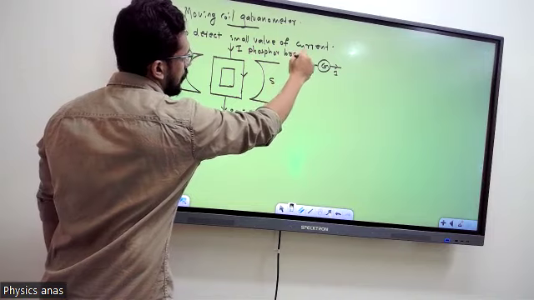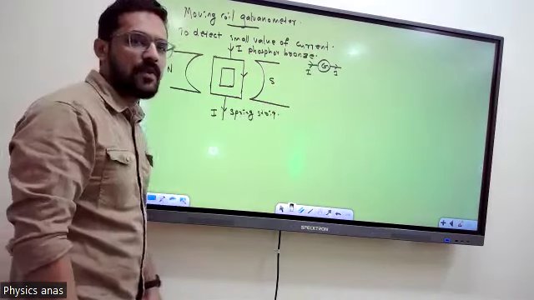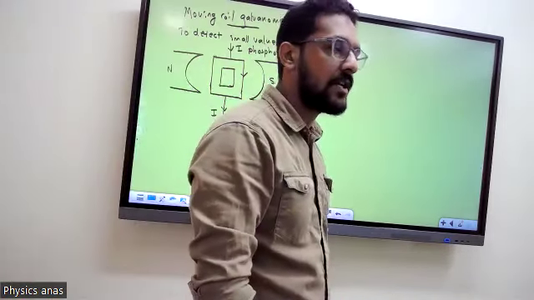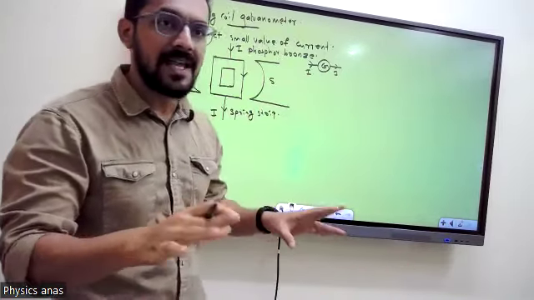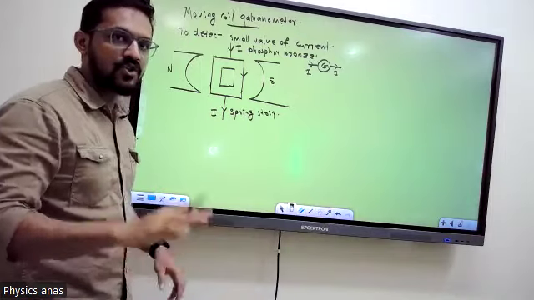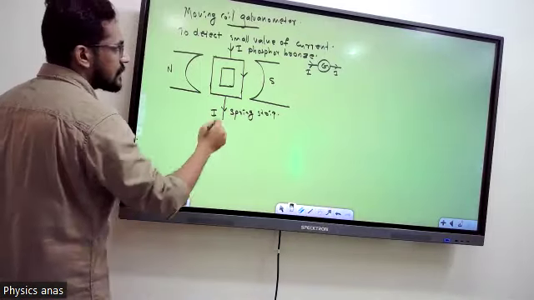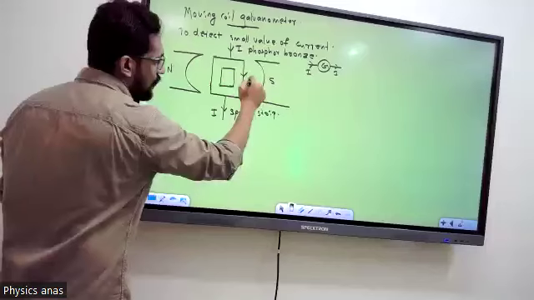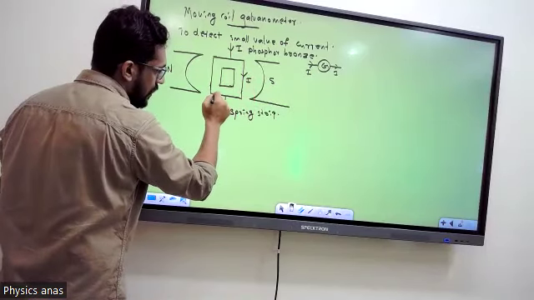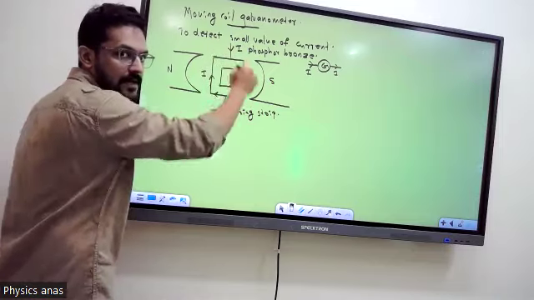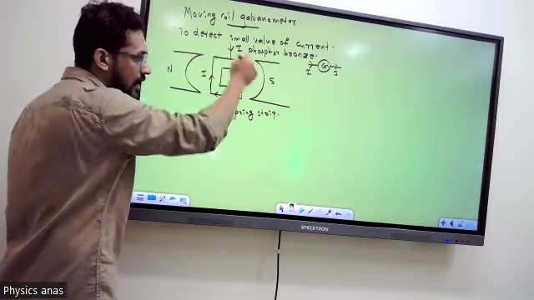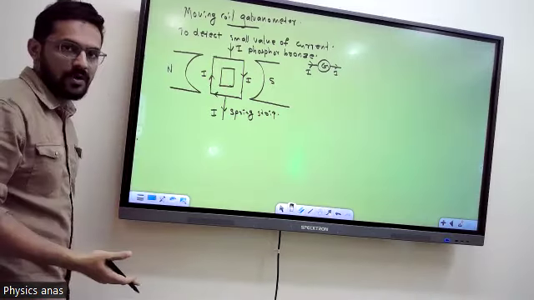A phosphor bronze wire. What is the use of a phosphor bronze wire? We have studied that in 11th standard. Phosphor bronze wire has very high elasticity. So this is the direction of current here, and current will be going here and here. It is circulating through the coil and finally coming out of the coil.